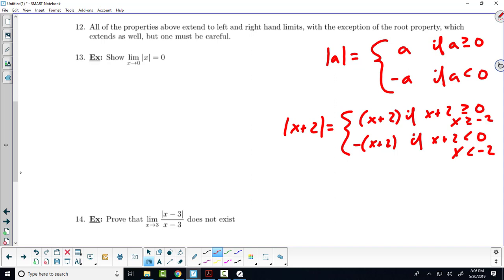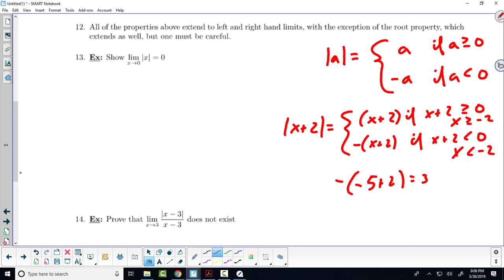If I plugged in a negative 5 for x, I would have negative 5 plus 2, which is negative 3, and the absolute value of negative 3 is 3. That's the same thing as putting a negative sign. That's the same thing as saying negative 5 plus 2. What does that come out to be? 3 as well. Okay. All right. That's how you work with absolute values. Okay. So now let's do some limits with absolute values.